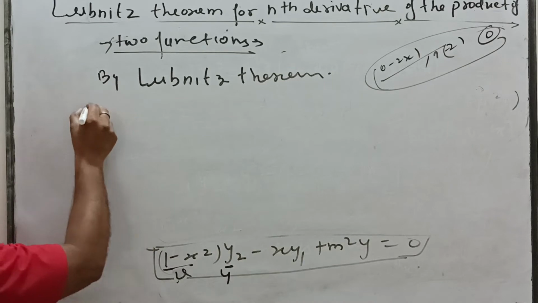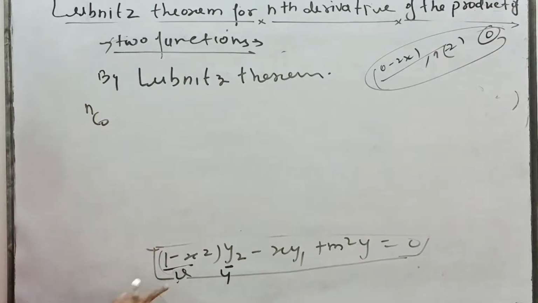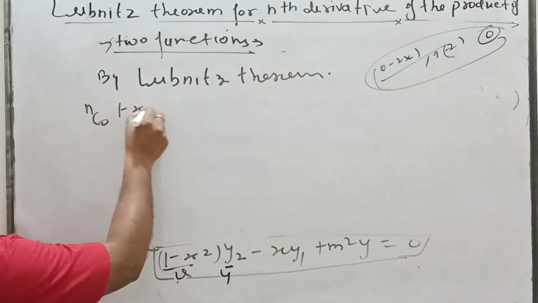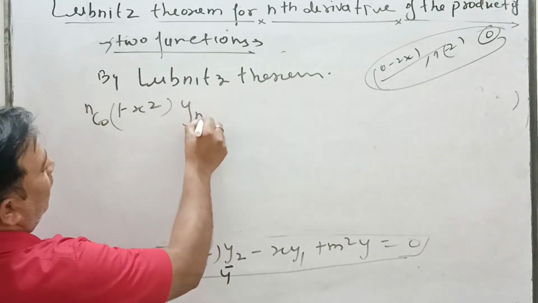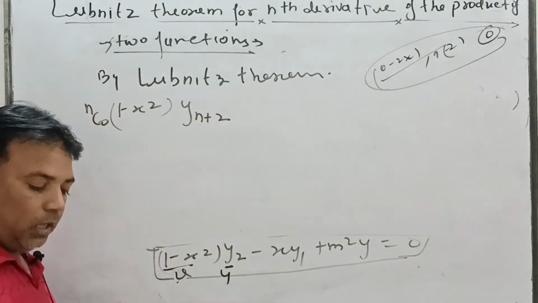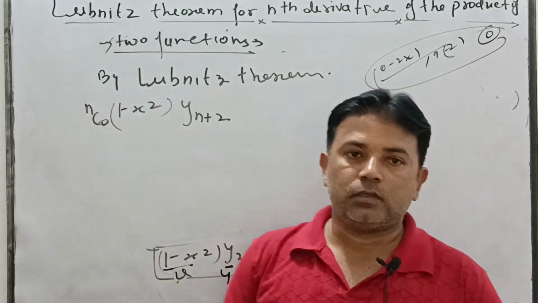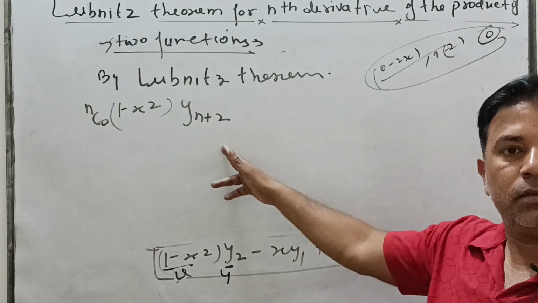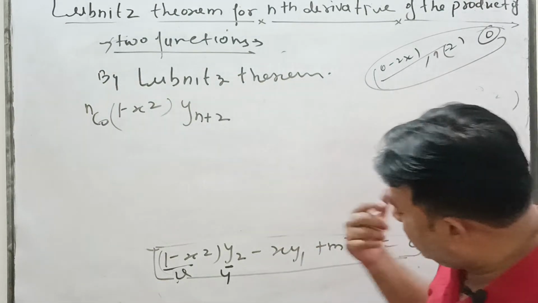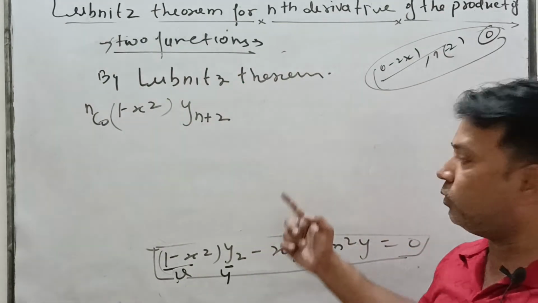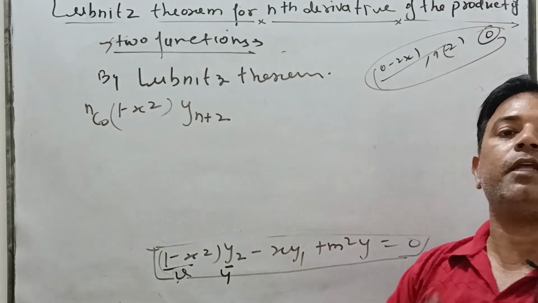Leibniz theorem: nC0 v, with 1 minus x square only, this is the nth derivative. So you write yn plus 2 as the nth derivative. Looking here, with the Leibniz theorem we find the nth derivative where we have already differentiated 2 times. So the differentiation of this function is n plus 2 times.